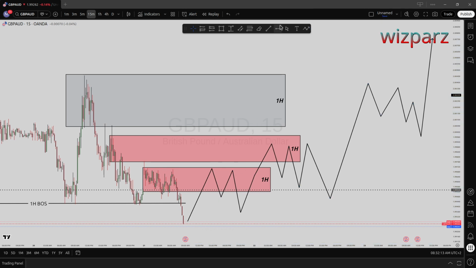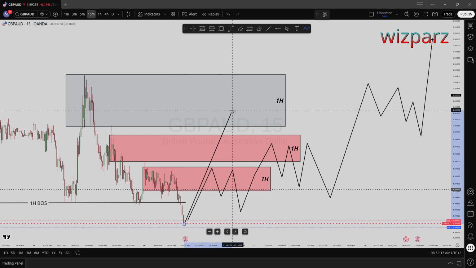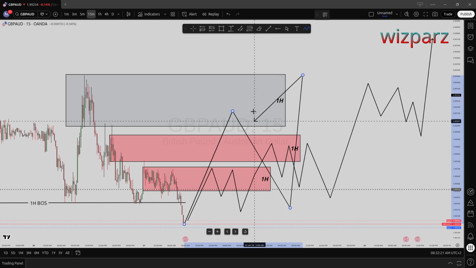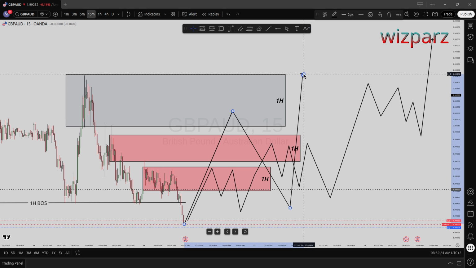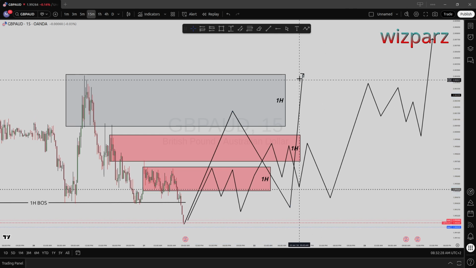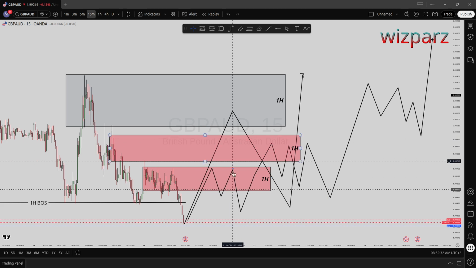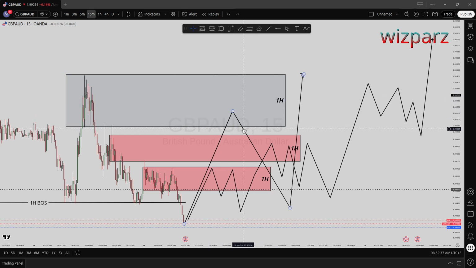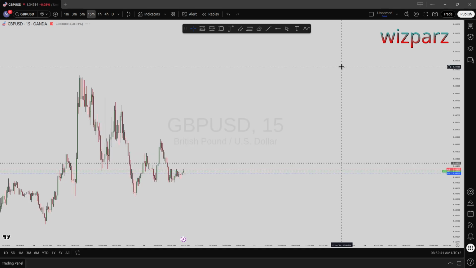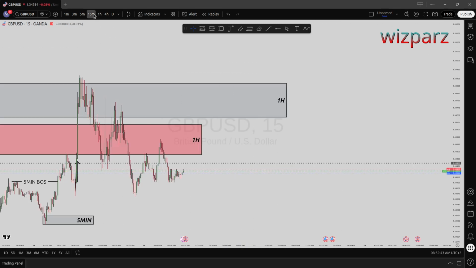But if we see price come back like this and then fail to make a lower low, then break structure or form a lower high, I'm going to look for long. But if price moves like this and then gives a 5-minute change of character to the downside, I'm going to look for short from one of these areas. That's what I'm waiting for on GBPUSD.